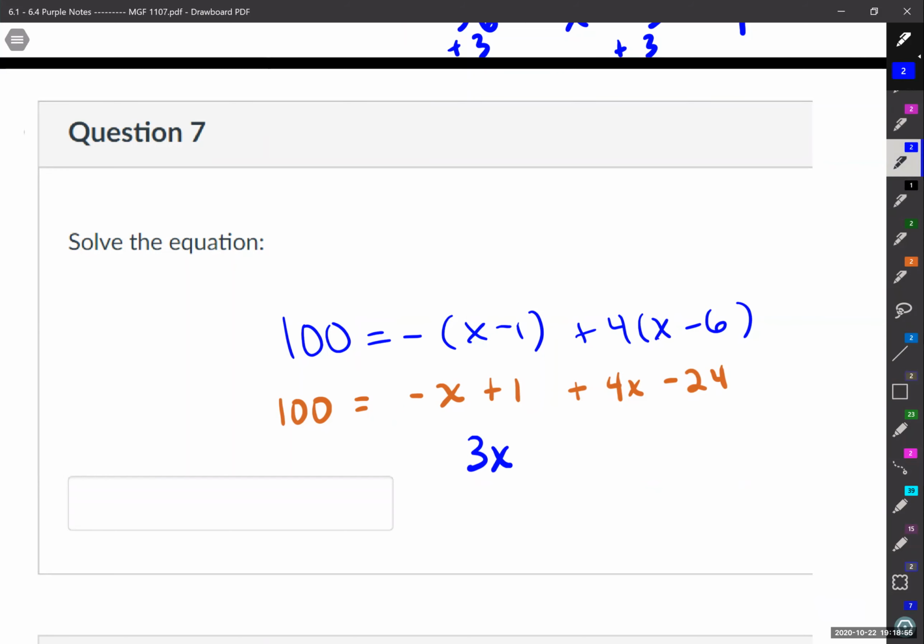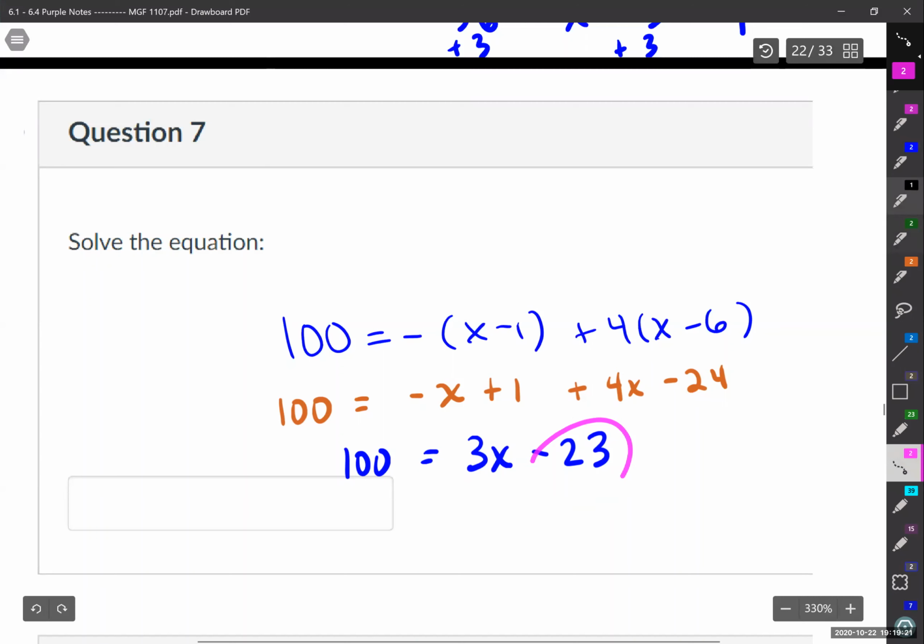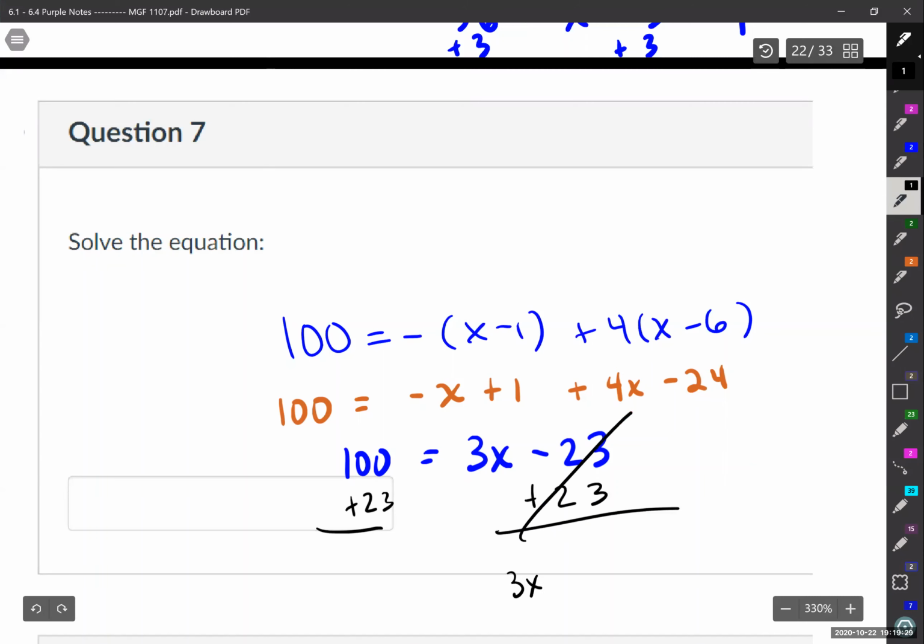Minus 24 is a minus 23. All of that was equal to 100. So in this case, we are going to solve for x. We have a single x. We're going to move the 23 first. Since it's negative, we'll add it to both sides. That leaves us with 3x here equals 123.